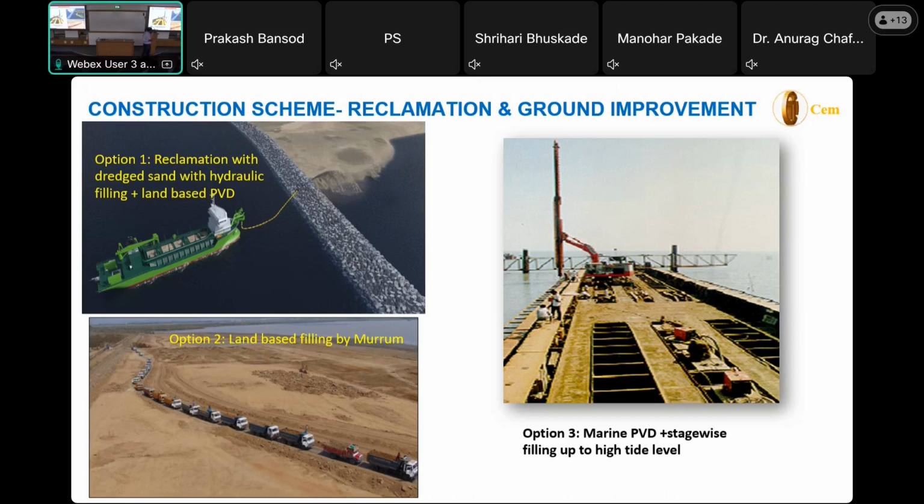I'm putting it in the next slides. What are the different issues? And the second option is land-based filling, which is available in Moram, as we call it in our local language, in the Raigad, JNPT area. It's transported through land tracks and dumped by the end-on method.